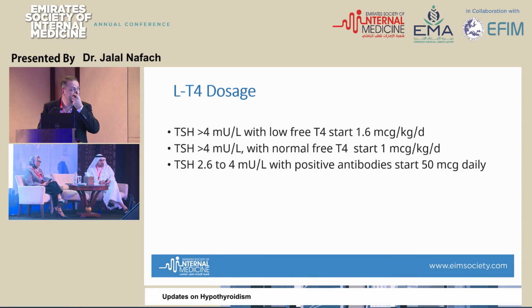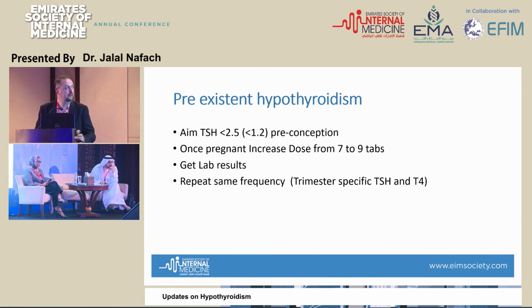So, again, if the TSH is elevated, say 4 or above, maybe look at, again, as we mentioned, the full replacement dose, which is 1.6 microgram per kilogram. If you have a normal free T4, so it's not overt, then you do 1 microgram per kilogram. And if you have 2.6 to 4, then you use a lower dose. Maybe you can start, again, as we mentioned, 50 microgram or so.